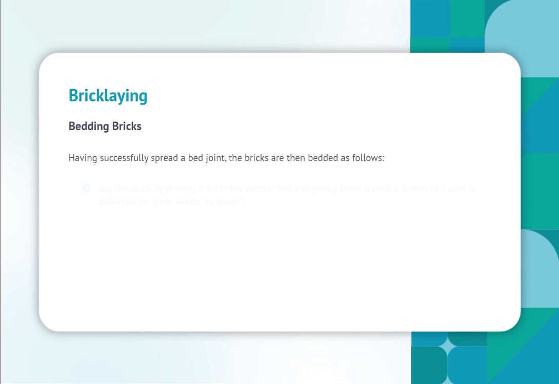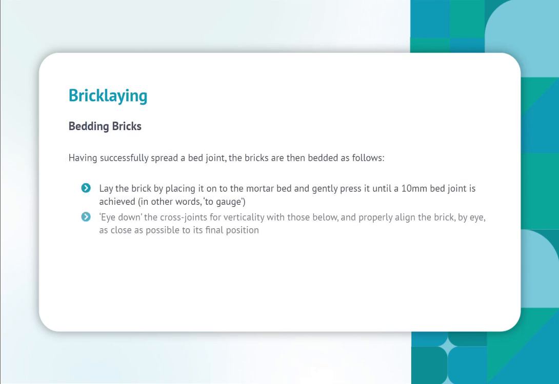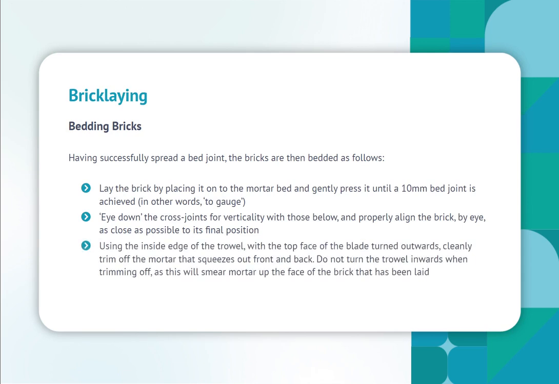Bedding bricks. Having successfully spread a bed joint, the bricks are then bedded as follows. Lay the brick by placing it onto the mortar bed and gently press it until a 10 mm bed joint is achieved, in other words, to gauge. Eye down the cross joints for verticality with those below, and properly align the brick, by eye, as close as possible to its final position.